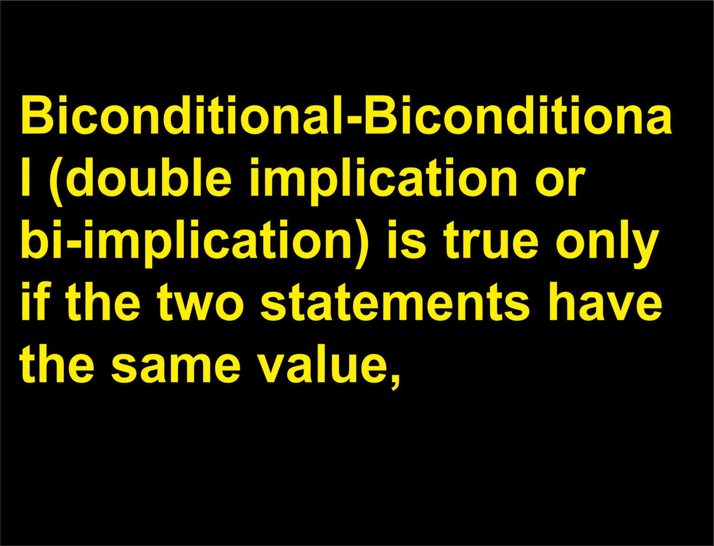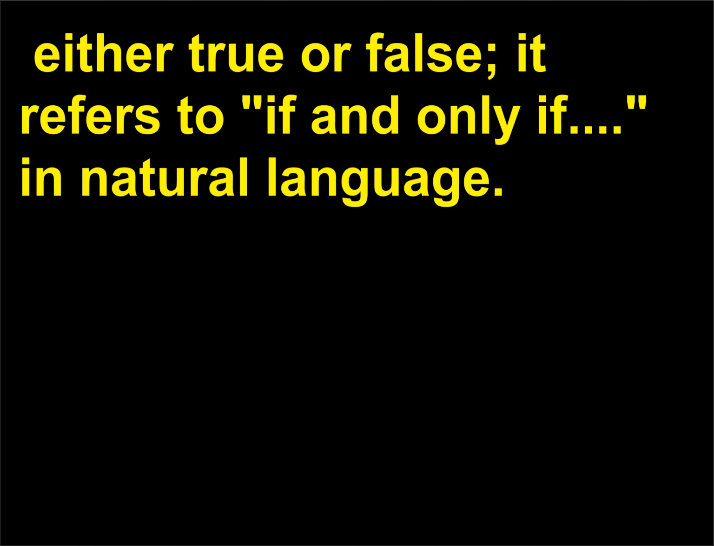Biconditional. Biconditional, double implication or bi-implication, is true only if the two statements have the same value, either true or false. It refers to "if and only if" in natural language.